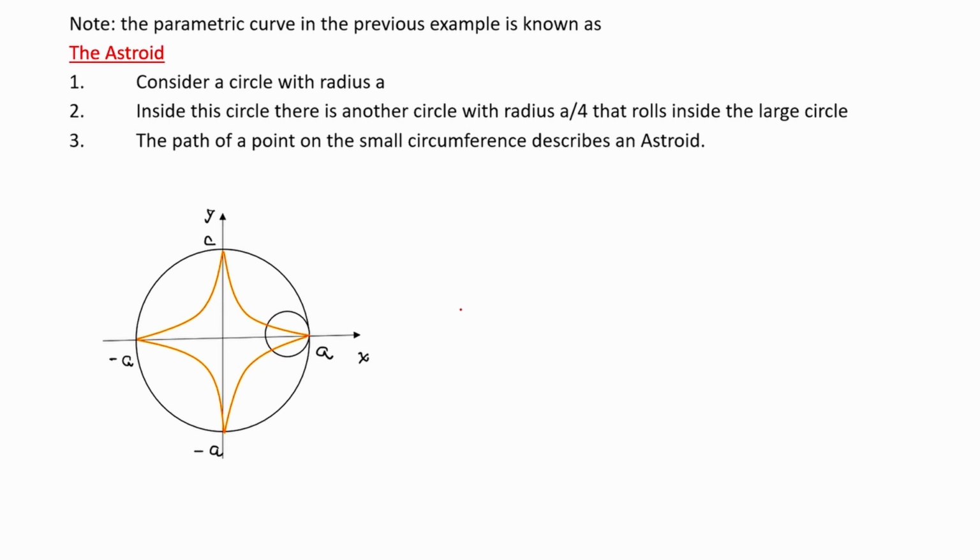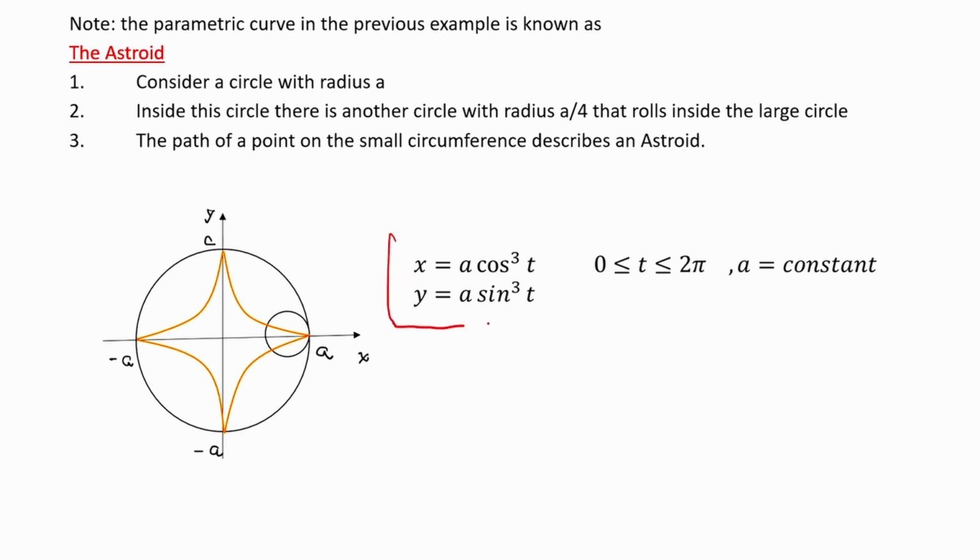And then let's write the parametric equations again for the astroid, which are x equals a cosine cube of t, y equals a sine cube of t, where t, the parameter, is greater than or equal to 0 and less than or equal to 2 pi.